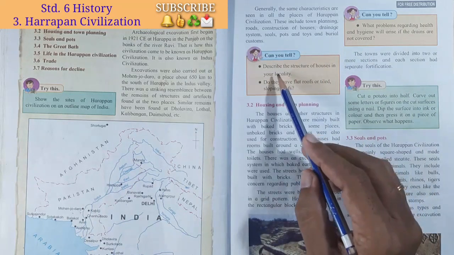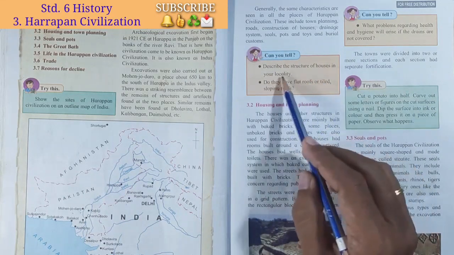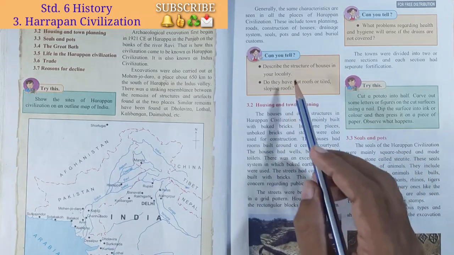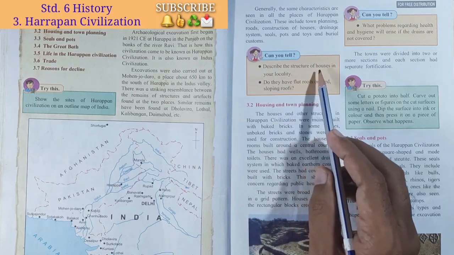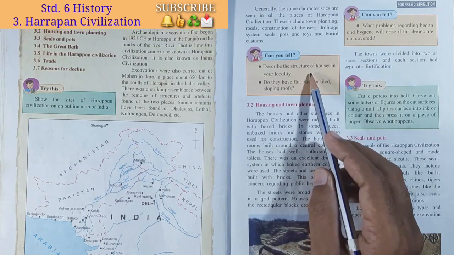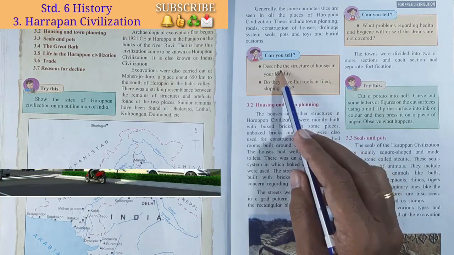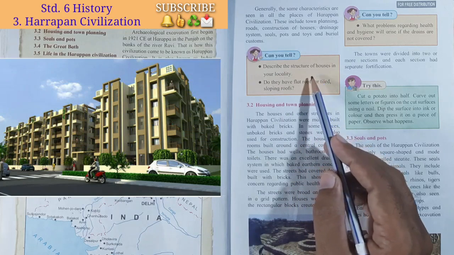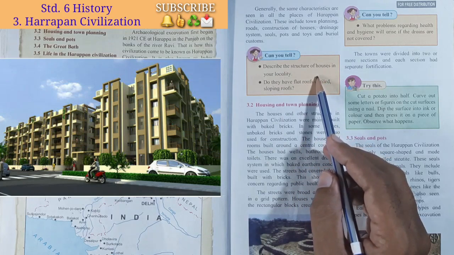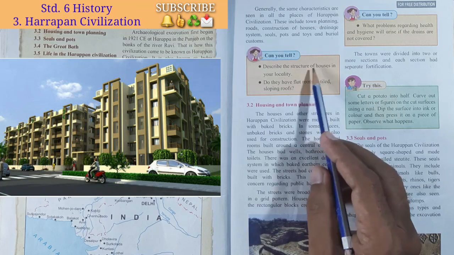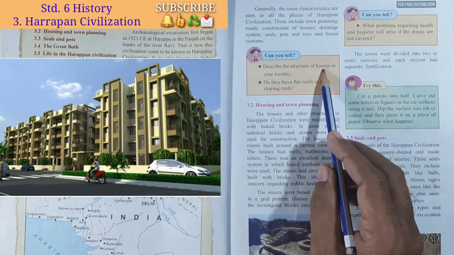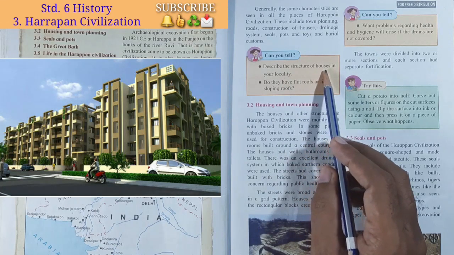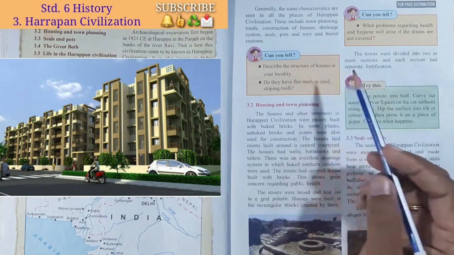Students, can you describe the structure of houses in your locality? Yes, student, you can type your answer in the comment box about what kind of houses you find in your surroundings. Okay, yes, in my surroundings we have buildings. Okay students, and buildings are constructed with the help of bricks, sand, cement, iron rods. Such kind of structure of houses I find in my locality. What kind of houses are there in your locality? Yes, type your answer students.